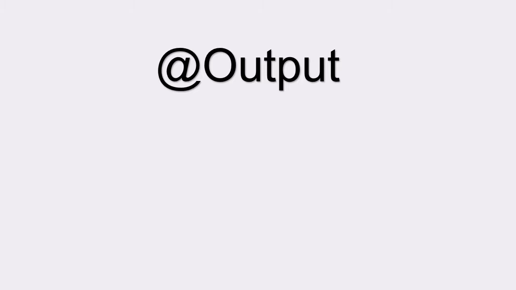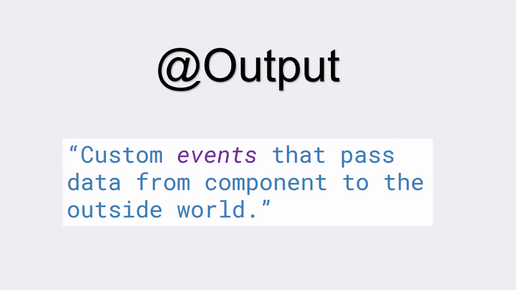Now that we've explored the concept of inputs, we're ready to move on to outputs. Outputs are used in order to create custom events that send data from your component to the outside world. There's a few steps involved in creating our output event and then using it.